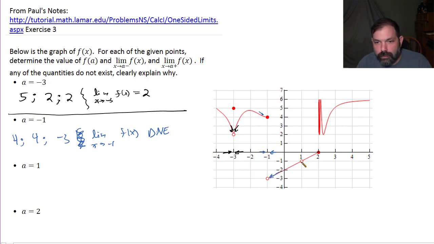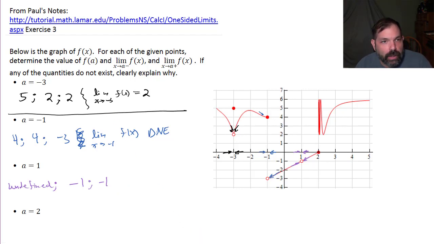If a is 1, all right, so if my input is 1, the function f of 1 is undefined. As I approach 1 from the left, the output is approaching negative 1. And as I approach from the right, the output is again approaching negative 1. So the left limit is negative 1, the right limit is also negative 1.